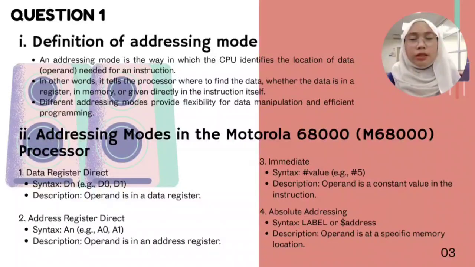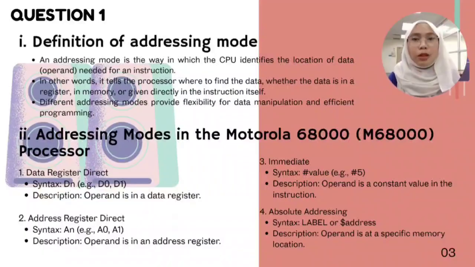Third, immediate addressing. In immediate addressing, the operand is given directly in the instruction. The syntax uses a hash symbol, for example, #5. This means the value 5 is part of the instruction itself and not stored anywhere else.